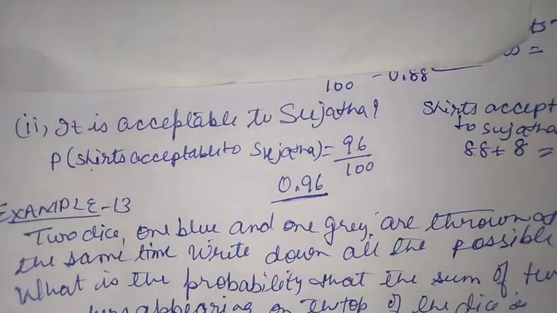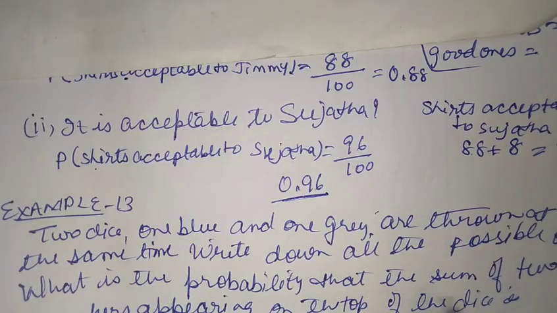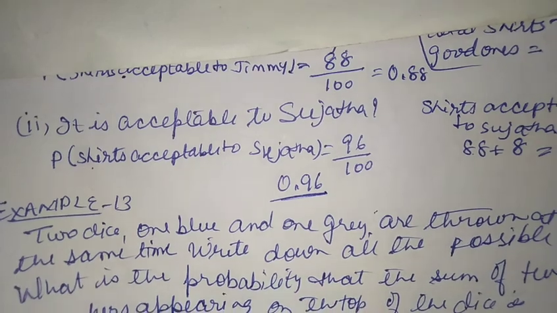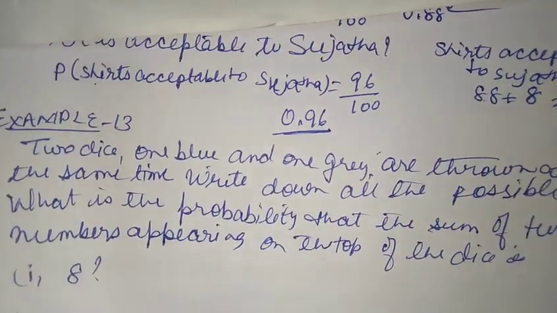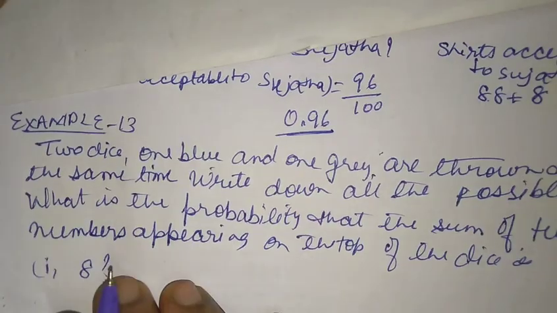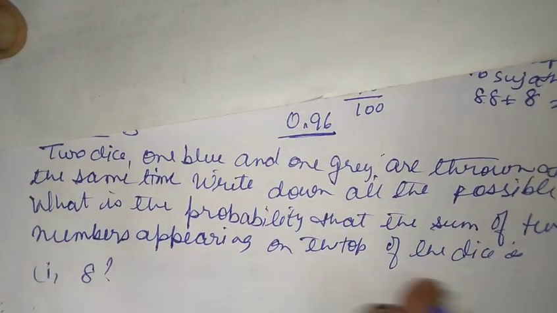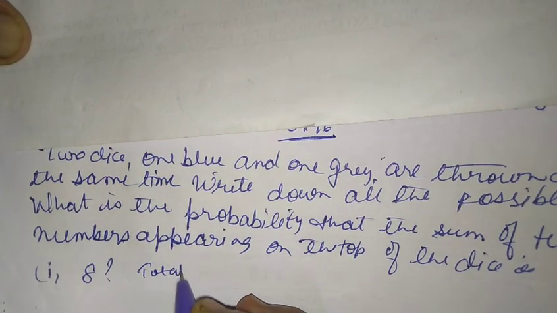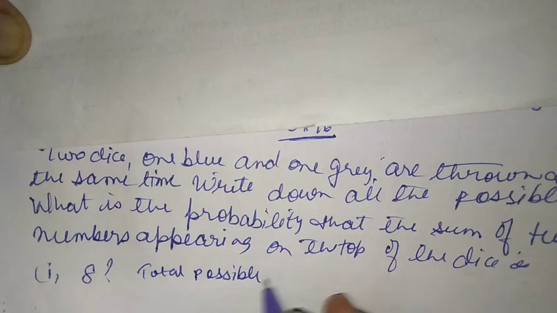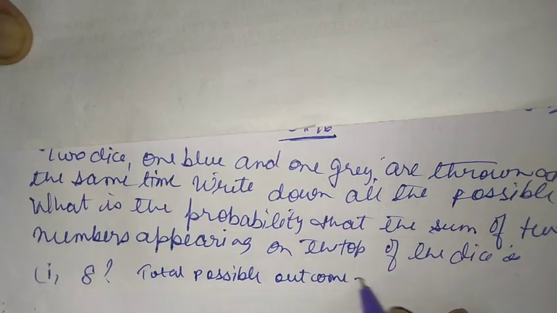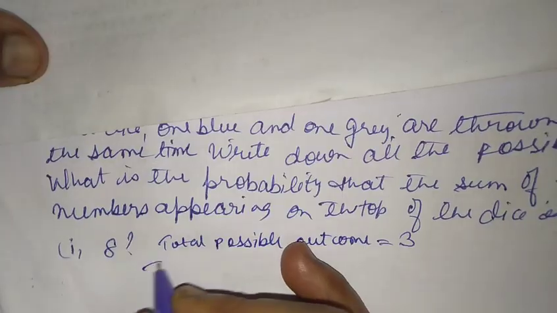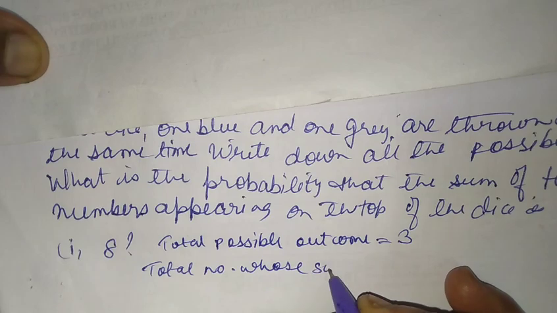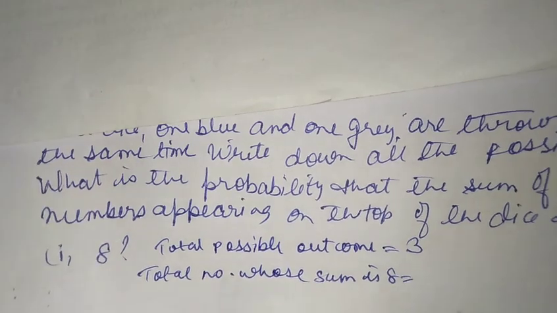Now let us go to our question. It says, what is the probability that the sum of the two numbers appearing at the top is 8? So we have to find the probability that the sum of the two numbers appearing at the top is 8 here. So let us first of all write down the total possible outcomes. Here we have 36. Now the total number whose sum is 8. Here let's see our chart.